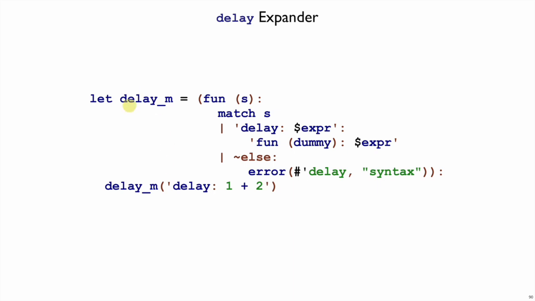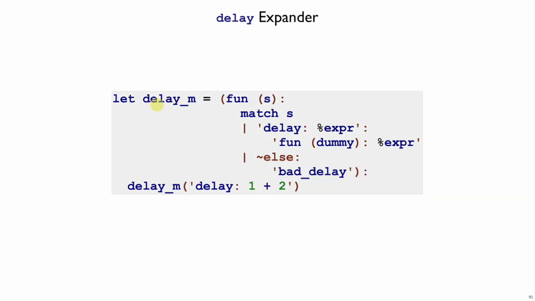Now we can take this, and it's almost Mo code. We just have to change the dollar signs to percent signs. And we are already using match with just a pattern and else. We can't call an error function, so we just return an identifier bad delay, which will trigger a free variable error later if you give it a bad delay form. So not ideal error reporting, but good enough for our purposes. This now is Mo code.